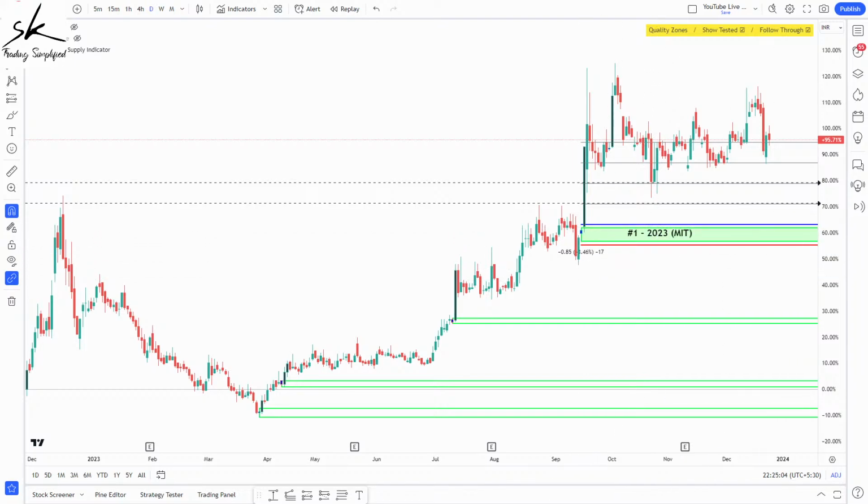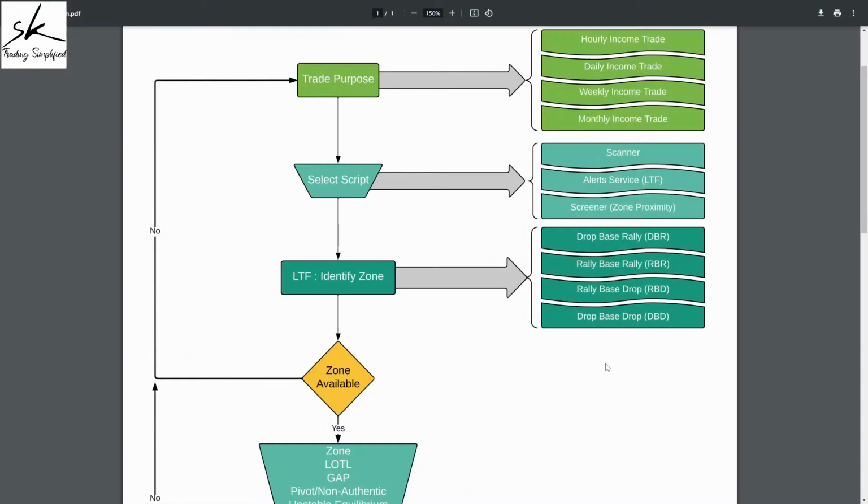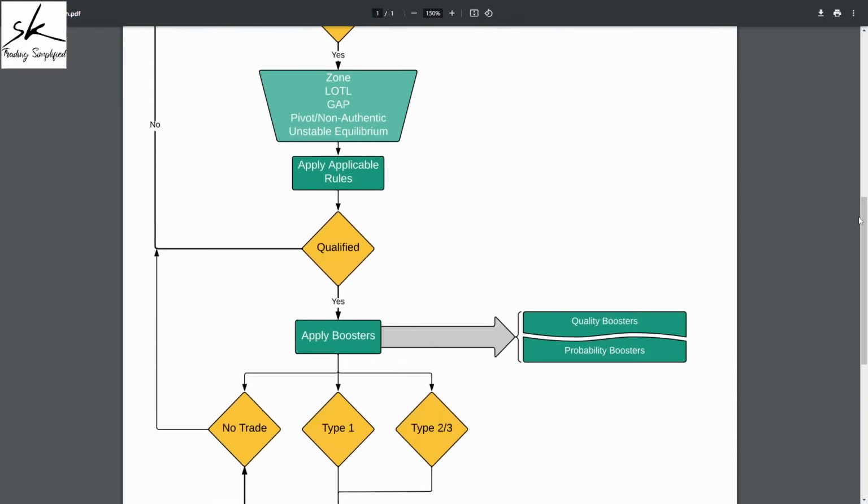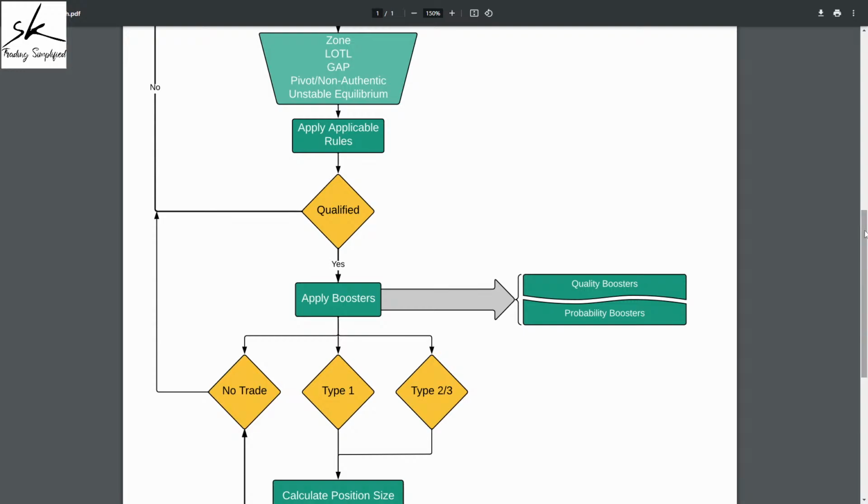All right, so my step number 3 was to identify a zone on the lower time frame. So let's get back to our flowchart. Do we have a zone available? The answer is yes, we do have a zone available. Now, this is where demand supply traders initially make the biggest mistake. That biggest mistake is they find any demand area on the chart and blindly start buying, or they find any supply area on the chart and blindly start selling, which is incorrect. You can never blindly buy or blindly sell at any demand area or any supply area.